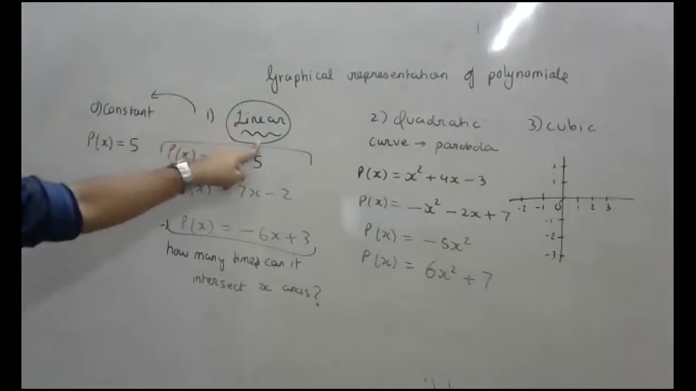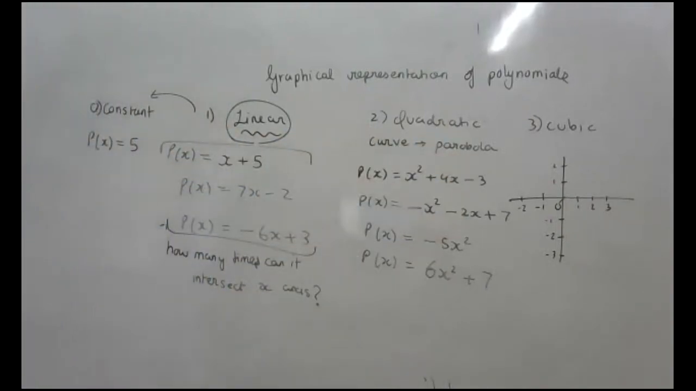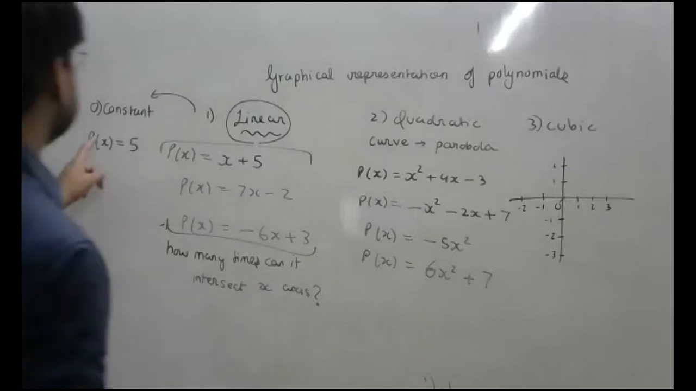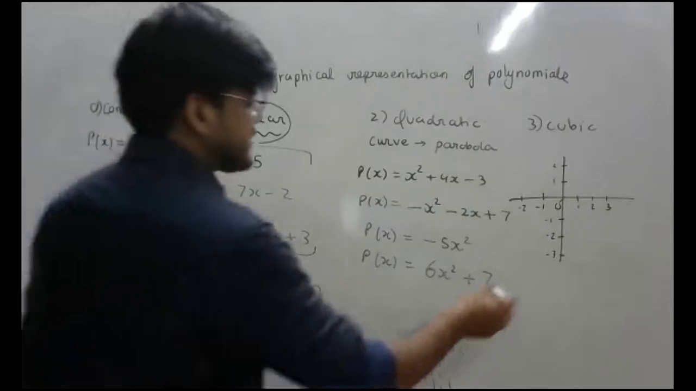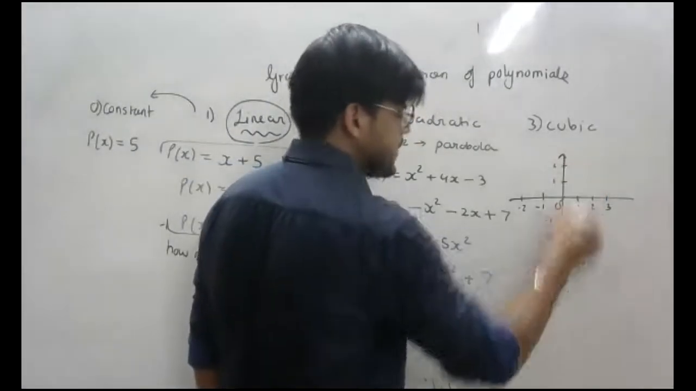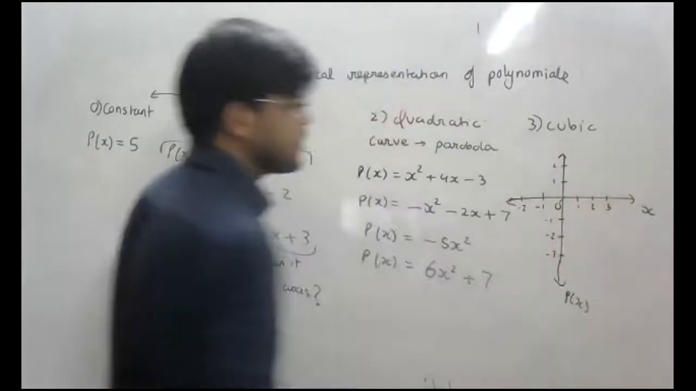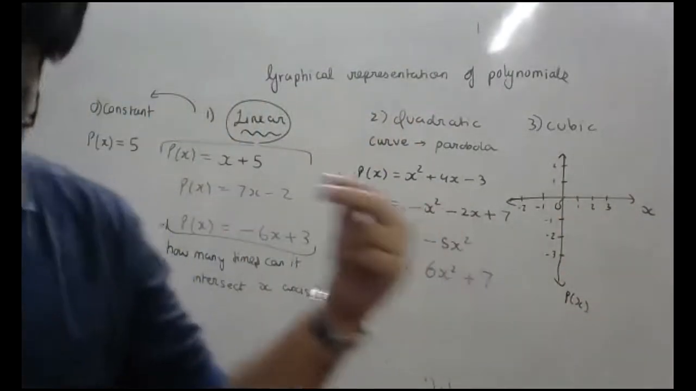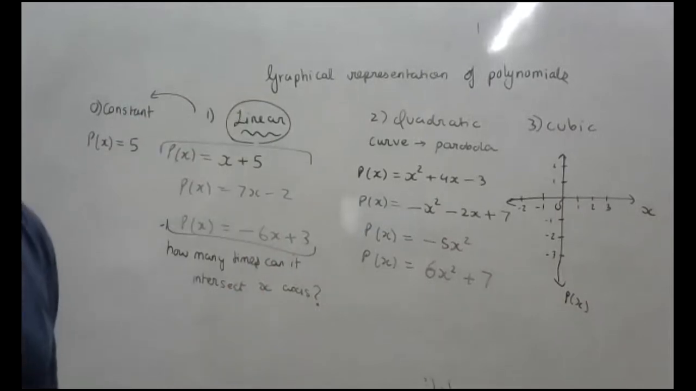When the power is 1, we call it linear. When the power is 2, we call it quadratic. When the power is 3, we call it cubic. When the power is 0, instead of writing any variable here, we just have a number. We do not have any variable, we just have a number. This y-axis is representing p of x and the x-axis is representing x. x will be plotted on the horizontal axis and p of x on the vertical axis.